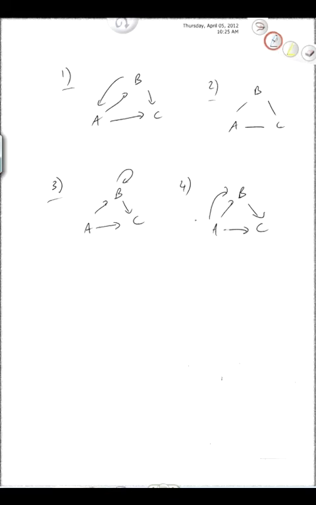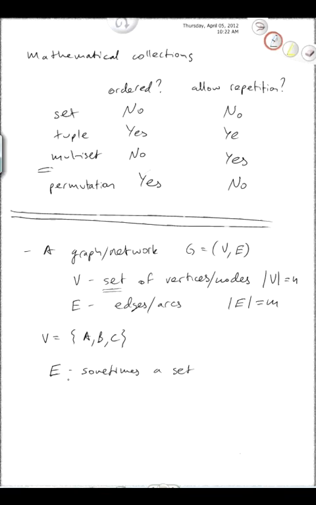But in example 4, in particular over here, an edge repeats. This edge from A to B appears twice. And since that edge appears twice, the group of edges is not a set. So it's a set in examples 1, 2, and 3, and sometimes it's a multiset. That's in our example 4.